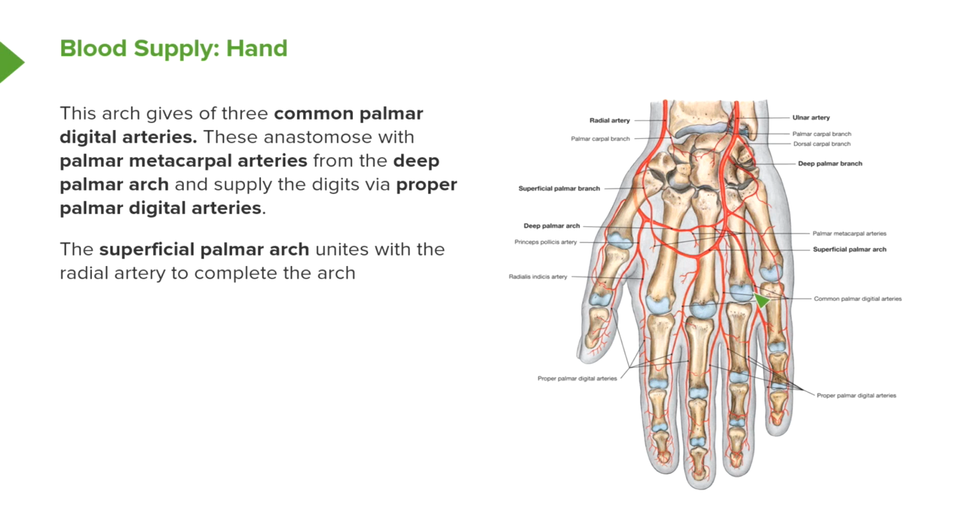And these are going to anastomose with palmar metacarpal arteries arising from the deep palmar arch. And they go on to supply the digits via proper palmar digital arteries. So we can see these here. We've got our common palmar digital arteries, and they are going to give rise to these palmar digital arteries, as we can see here. And these are going to supply the tendons and the distal digits.